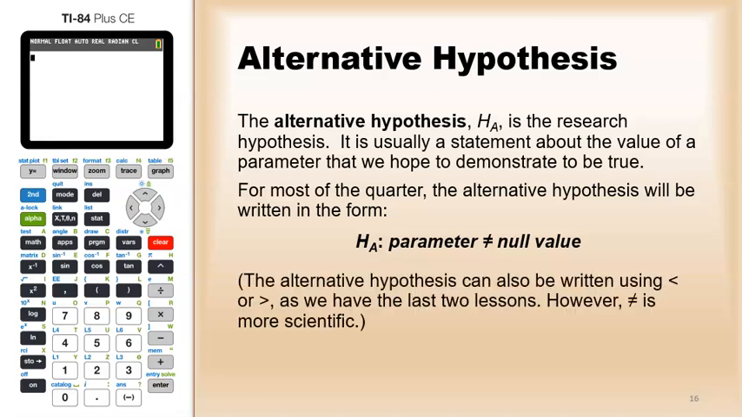And again, we could use less than or greater than, and for the two previous lessons we were, but essentially from here on we're going to be using not equal to. For one thing, it's more scientific.